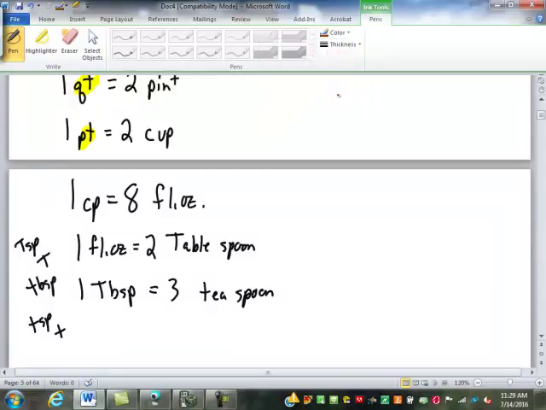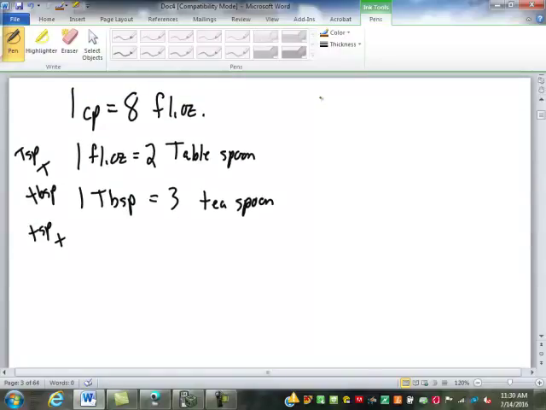Now, you're not going to need these next few. I'm just going to put them up there because, well, curiosity. Most people don't realize they're real units. Smaller than a teaspoon, there are 2 teaspoons in 1 dash.